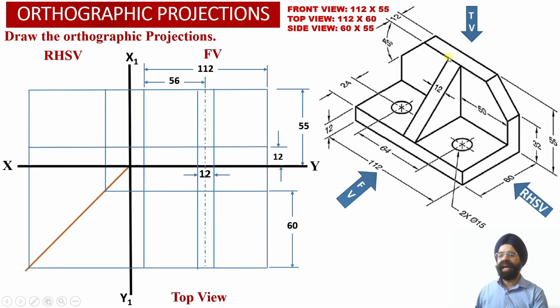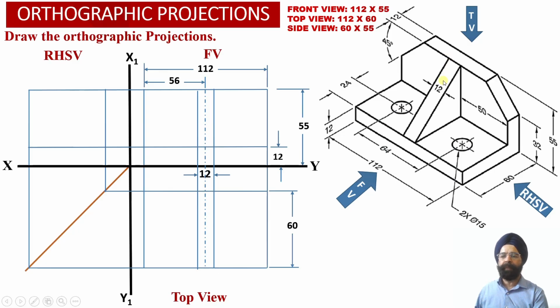Now we can check that this inclined rectangular web is going to be projected as an apparent shape in the front view projections. So this projection, which is a rectangular shape, will be the apparent shape projection corresponding to this rectangular surface of this inclined triangular web over here.